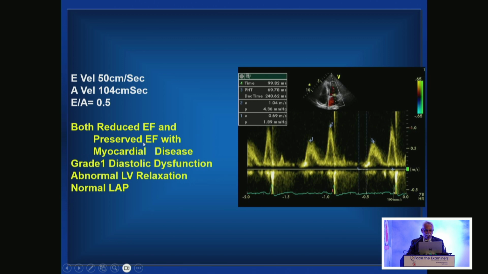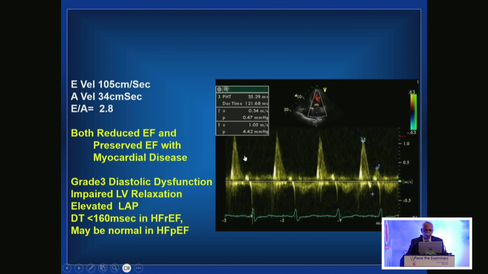In both heart failure with reduced ejection fraction and heart failure with preserved ejection fraction, you have to see this pattern, but the E velocity should not be 60 or 70 and the A velocity 80 or 90 and all that. It will not be qualified for that. The E velocity should be very low and the E by A ratio should be less than 0.8.